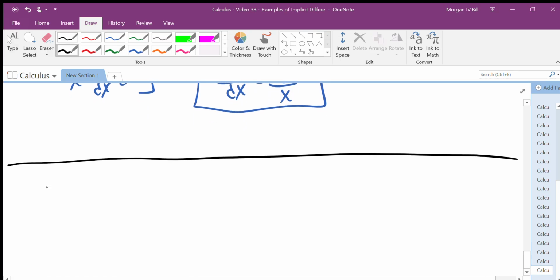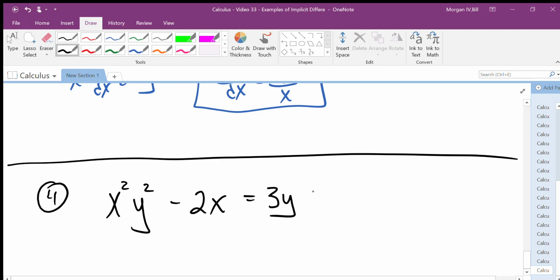How about number 4 here? x squared y squared minus 2x equals 3y minus 7. Alright, same idea as before where I had the x times y. I've got two functions multiplied by each other, but this time they're x squared and y squared. You should look at that x squared y squared as two functions multiplied, as a product rule there.